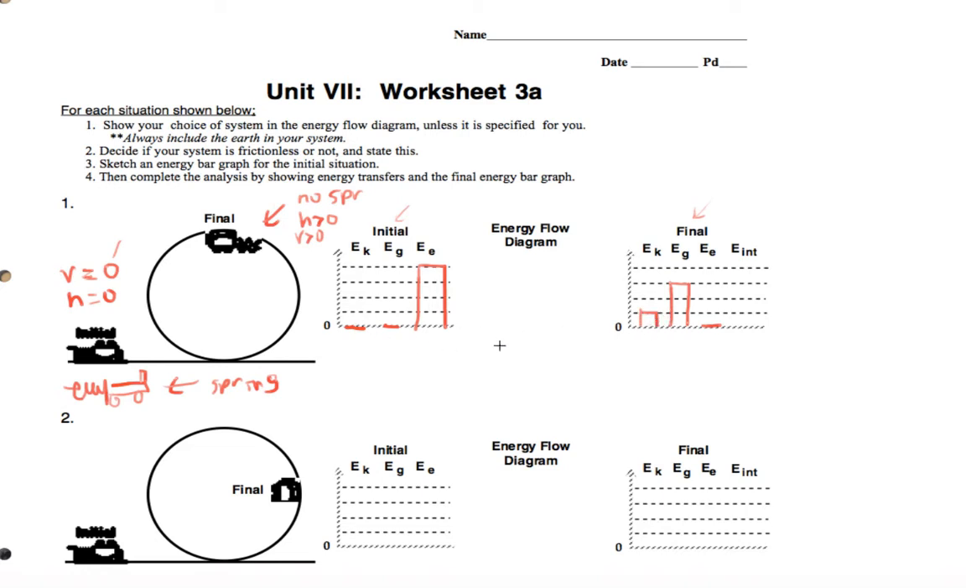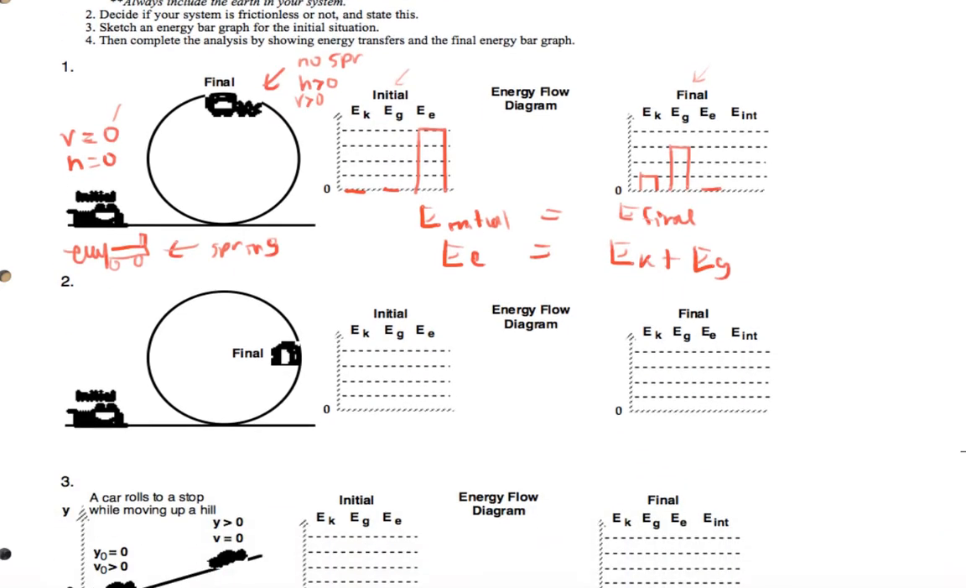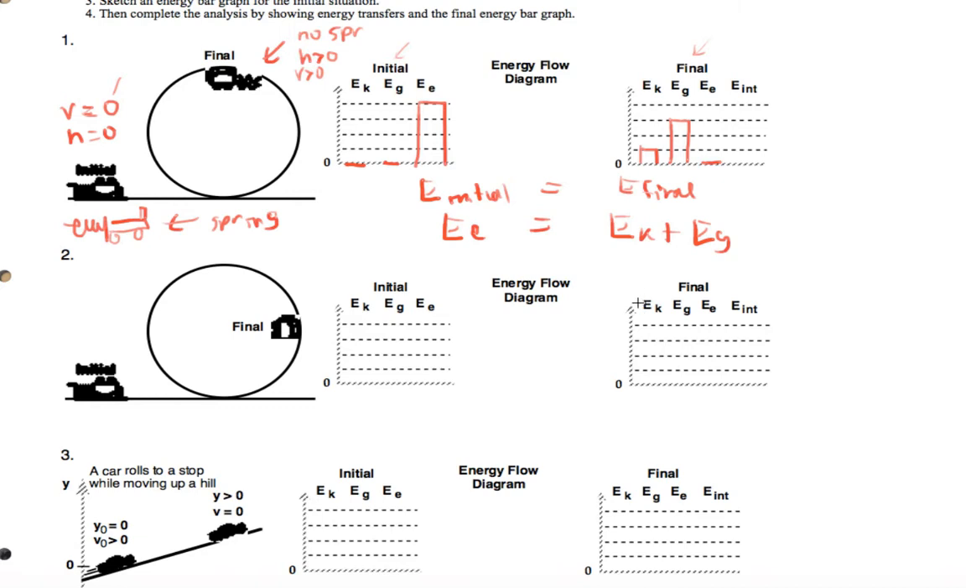Now the last thing we need to do is write down our initial and final energy conservation equation. You know what? This is what I gave you in the notes. I said E initial equals E final. And in this case, that means E elastic equals E kinetic plus E gravity. Awesome.